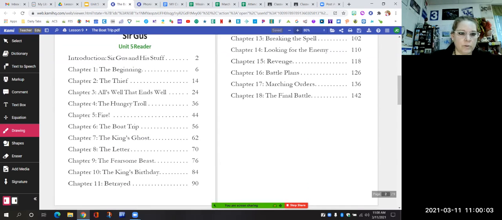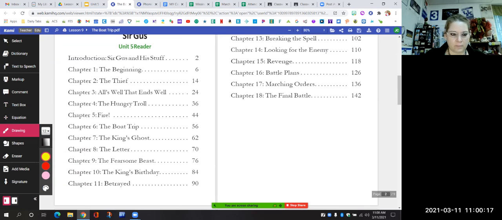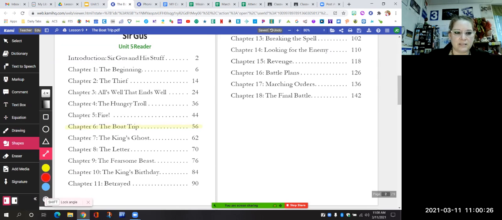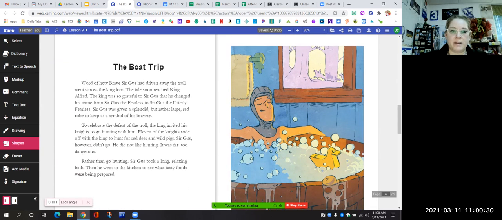Okay, so chapter 6, The Boat Trip. Let's highlight it. I feel like highlighting it today. I don't know why. The Boat Trip. What page is it on? 56. Awesome. All right, so here we are, The Boat Trip.